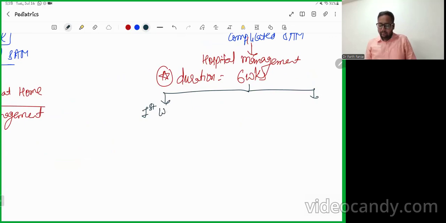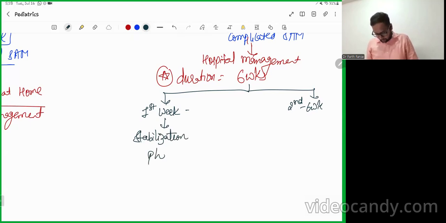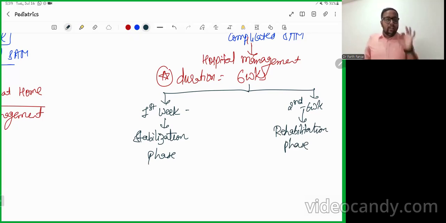First week and second to 6th week. The first week is called the stabilization phase, and the second to 6th week is called the rehabilitation phase. I hope I'm clear. Yes or no? So the duration is 6 weeks, differentiated so that in the first week we stabilize the child. Once you stabilize the child in the first week, from the second week it is called the rehabilitation phase.